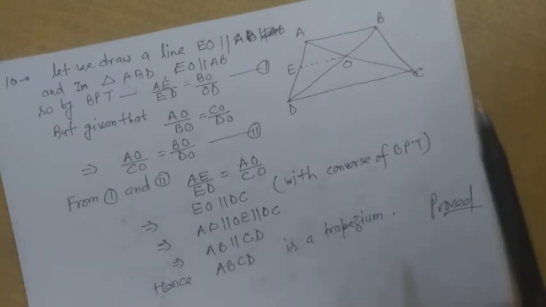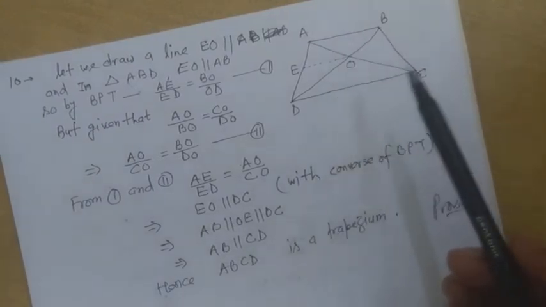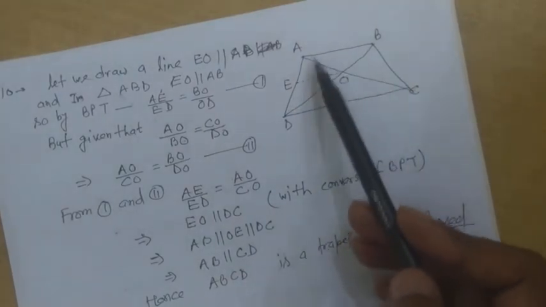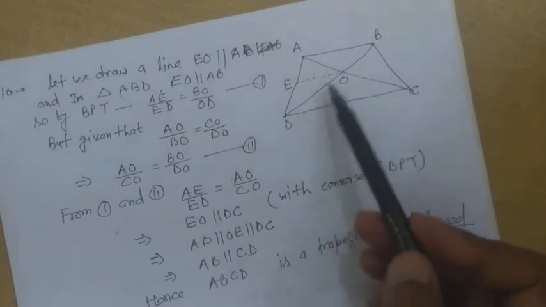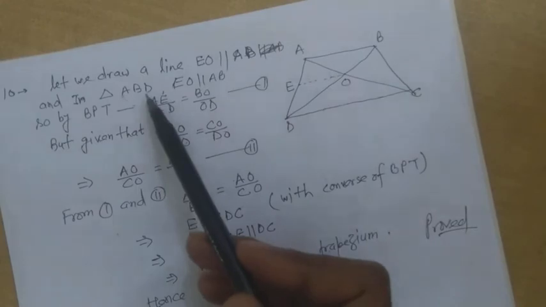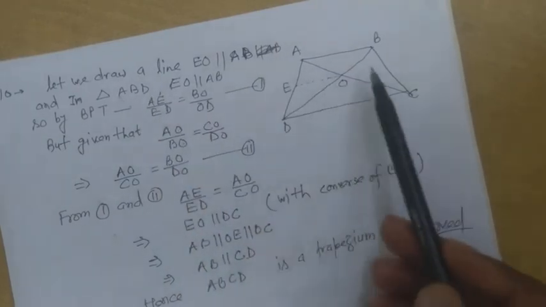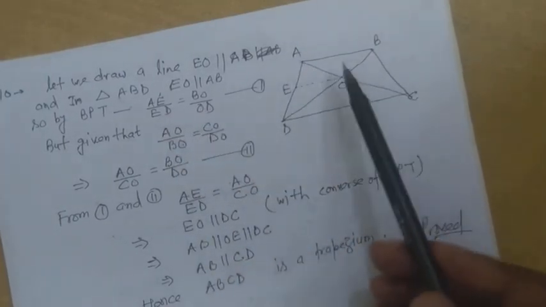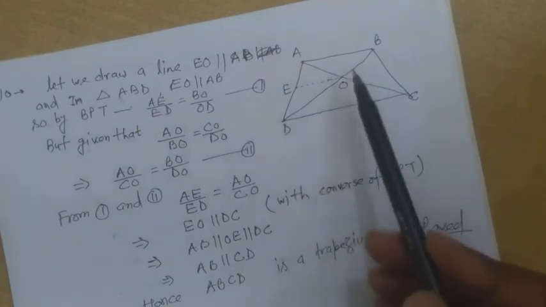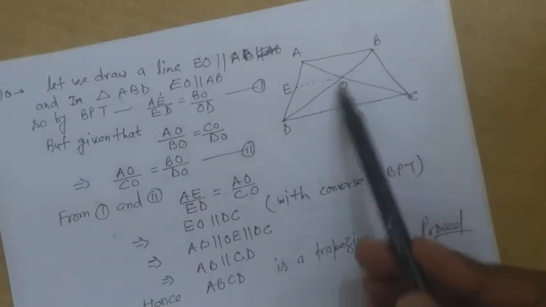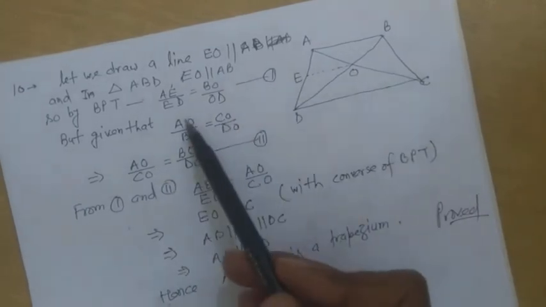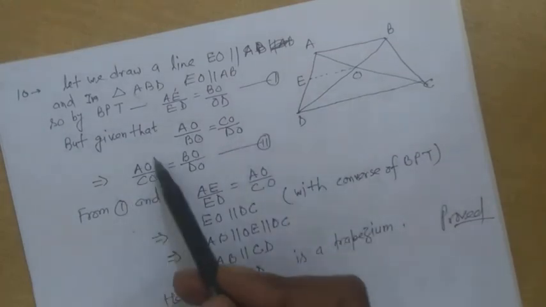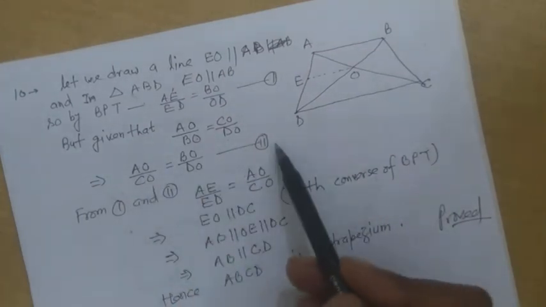So first we draw a quadrilateral ABCD and draw a line EO which is parallel to AB. Now in triangle ABD, EO is parallel to AB. So by BPT, we can write AE upon ED is equal to BO upon OD. That is the first equation. But it is given that AO upon BO is equal to CO upon DO. It implies AO upon CO is equal to BO upon DO. That is the second equation.